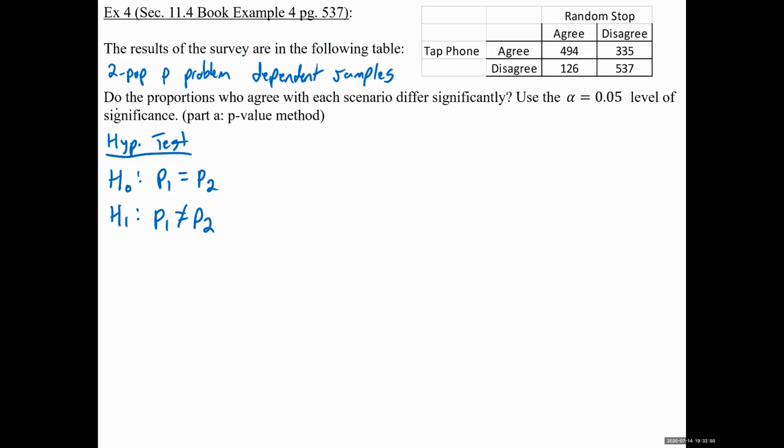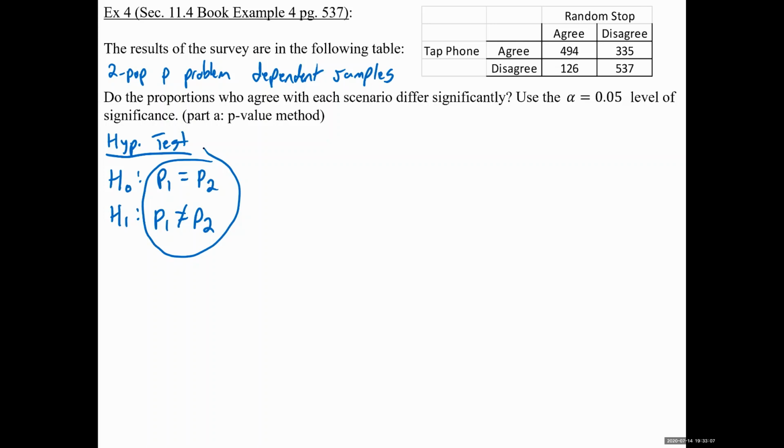But also they say, do the proportions differ significantly? Are they different? So they're saying, are they different? And obviously the king is going to say they're equal. Okay, so we have that. Then whenever you use any symbols here, we got to write down what they stand for.